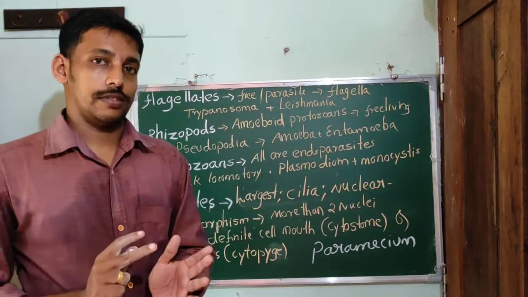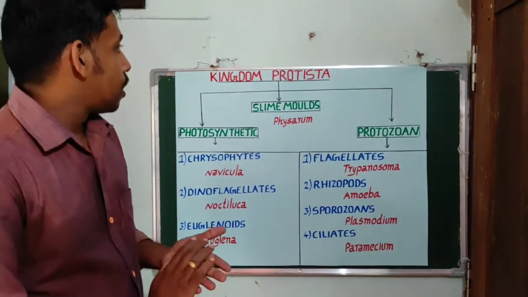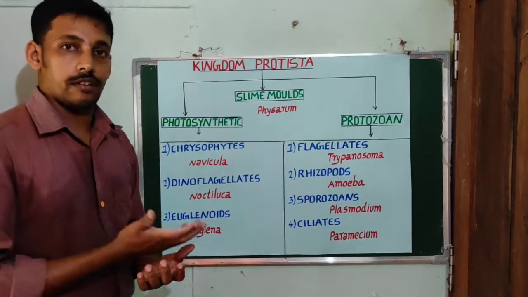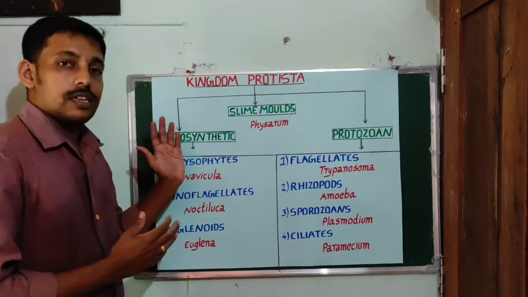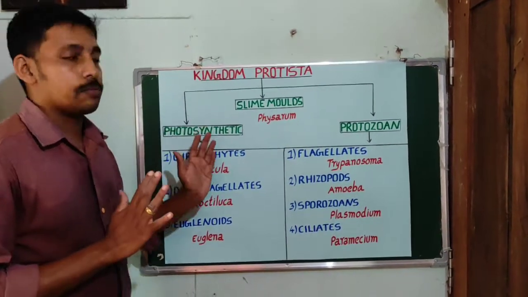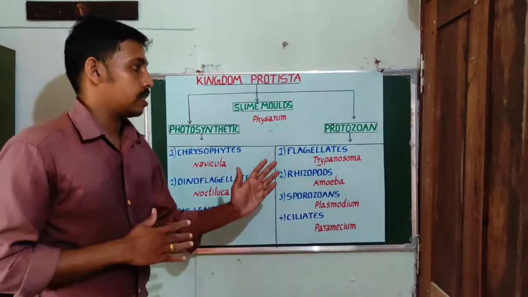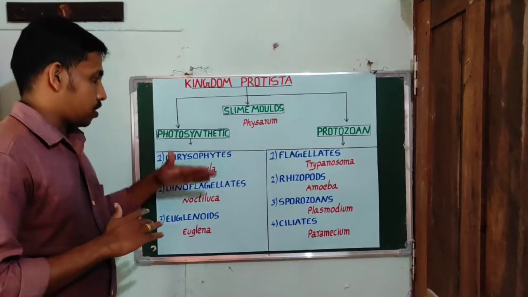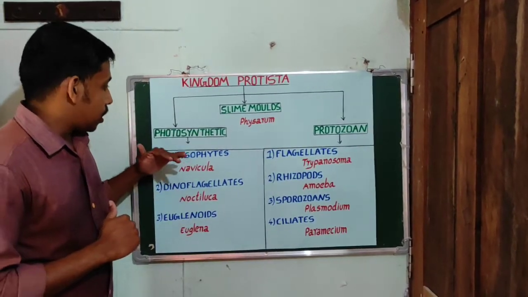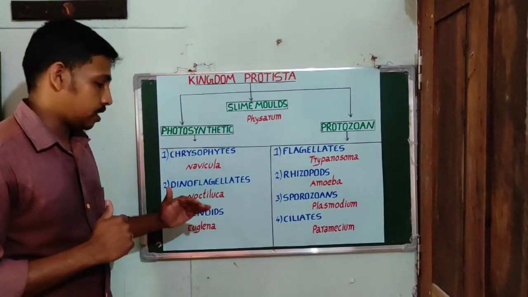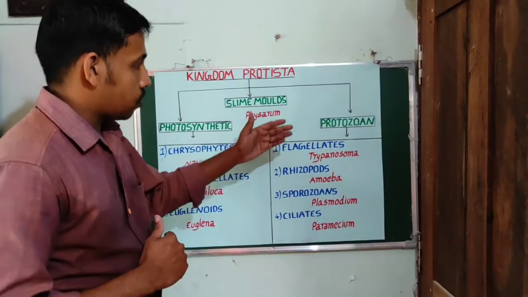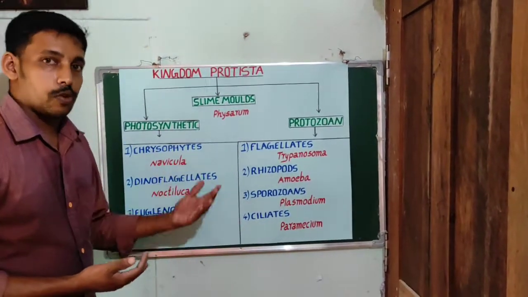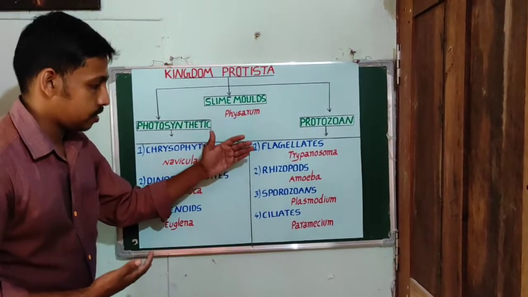Now let's conclude this section. We have studied the kingdom Protista. It is the kingdom of the unicellular eukaryotes. We know that it is divided into 3 subgroups: photosynthetic protists, then fungus-like protists or slime moulds, then animal-like protists or the protozoans. In the photosynthetic protists, we have seen 3 subgroups: chrysophytes, dinoflagellates, then euglenoids. In the case of protozoans, we have seen 4 subgroups or subphyla: the flagellates, rhizopods, sporozoans, and the last one, the ciliates.